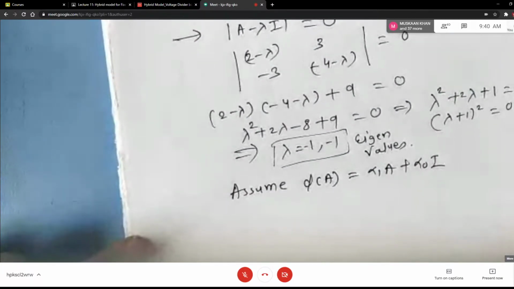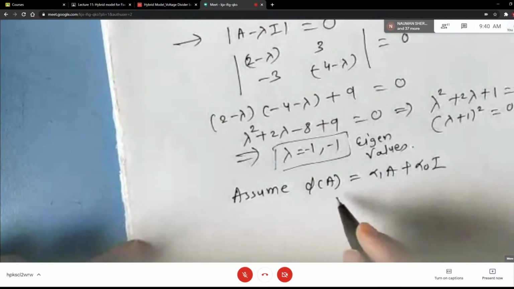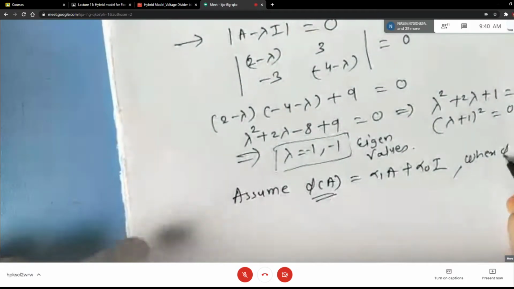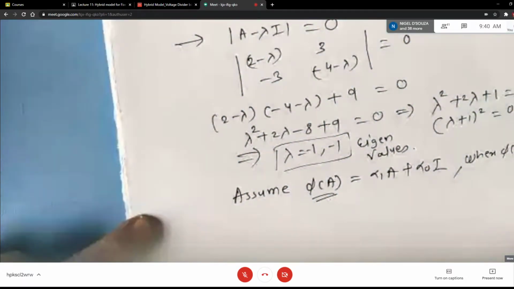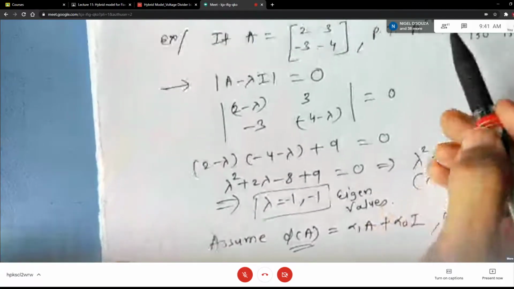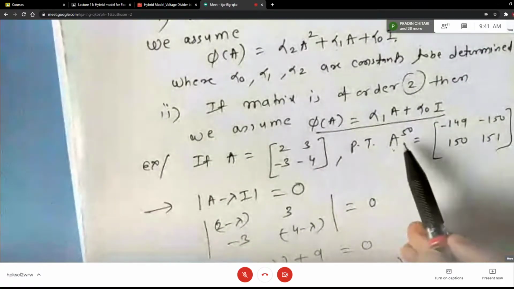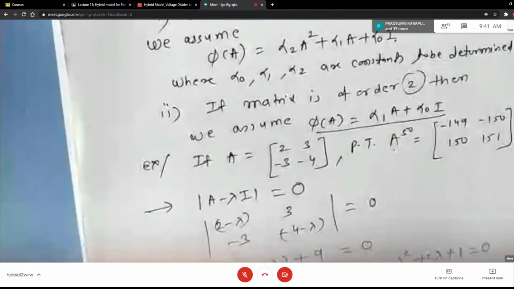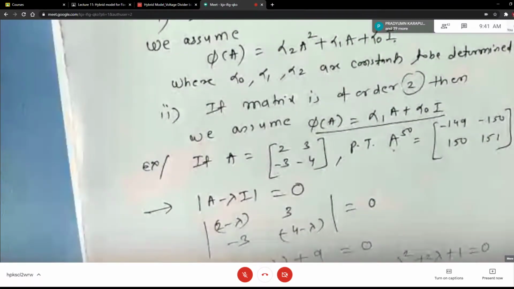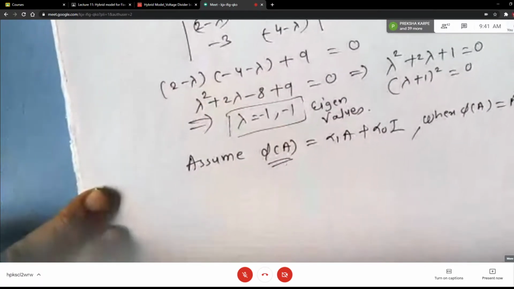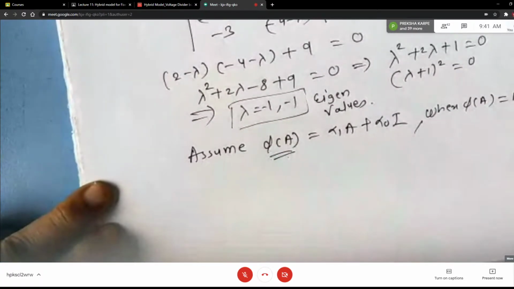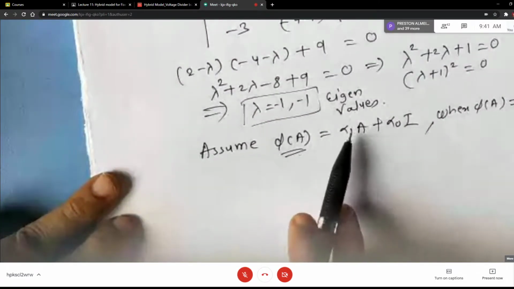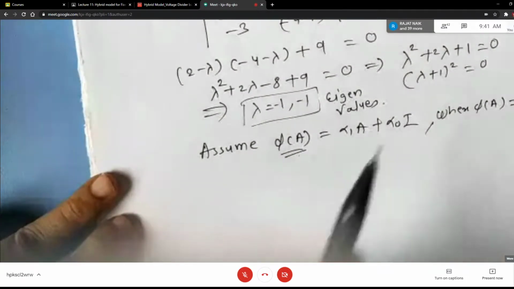Now, what we are going to assume, this is phi of A, right? What is phi of A, students? Phi of A is nothing but our function, which is a matrix function we are asked to find, that is A raised to 50. Whatever the function is, it is your phi of A. It may be e raised to A, sine of A, cos of A, anything. So remember, phi of A is the function of the matrix which you are going to find out. That is your left hand side. You have to find out the right hand side and that will be your answer.